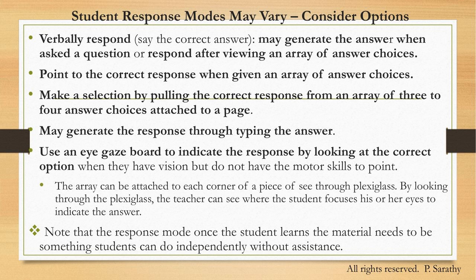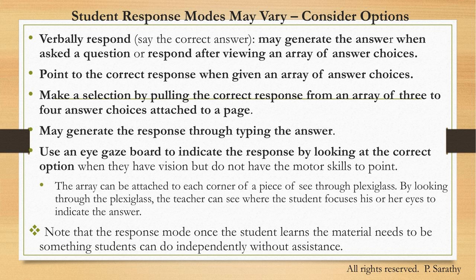And in some cases, the student may be able to generate the response by typing the answer on the computer. And in some cases, where the student is not able to pull out or point or verbally respond, you may want to use an eye gaze board where the pictures are placed on either end. This is usually see-through plexiglass, and by looking through the plexiglass, the teacher can see where the student focuses his or her eyes to indicate the response to the question, the answer. So that's another option that can be used.